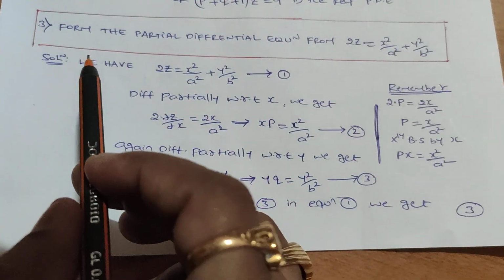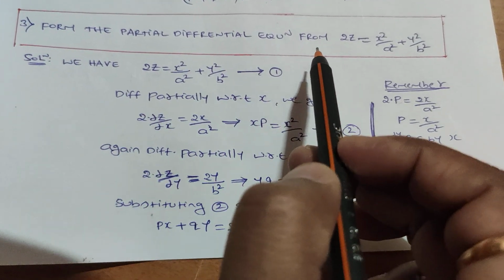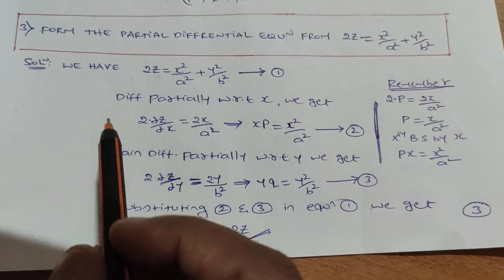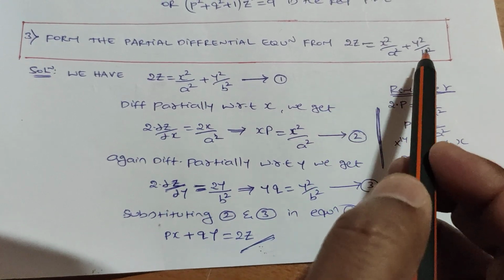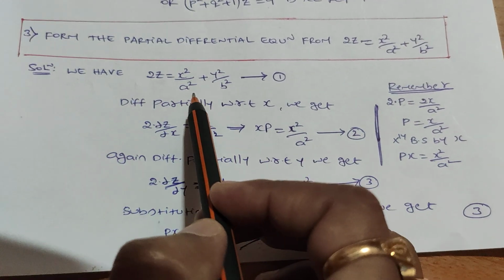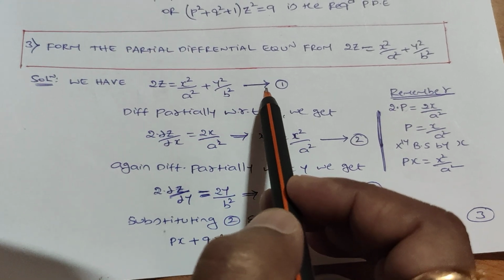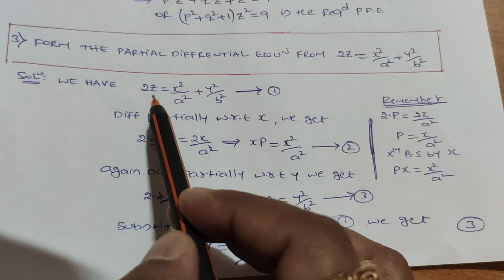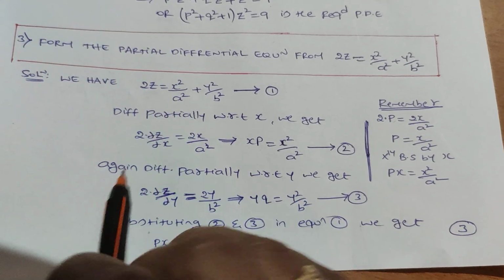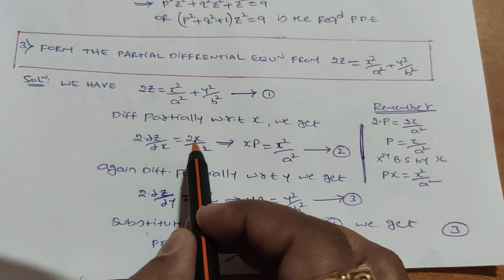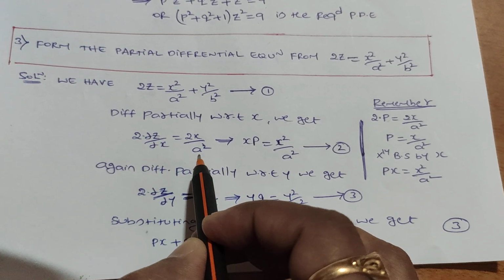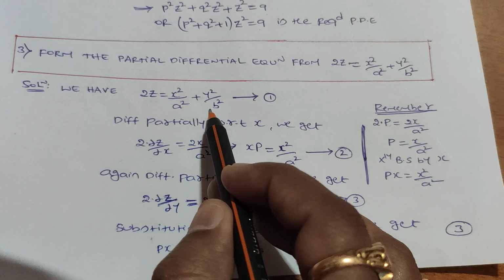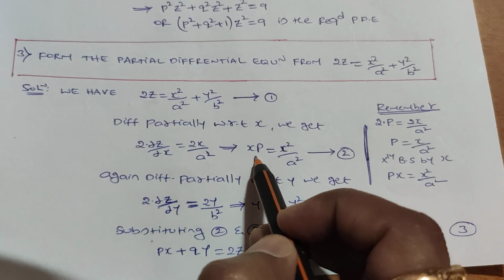Let us observe the third problem. Form the partial differential equation from 2z is equal to x square by a square plus y square by b square. So we have a given equation as 2z is equal to x square by a square plus y square by b square. Let us assume this as equation 1. Differentiating partially with respect to x, we observe 2 into ∂z/∂x is equal to 2x divided by a square. When we partially differentiate, as we know, the partial derivative of y will be 0.